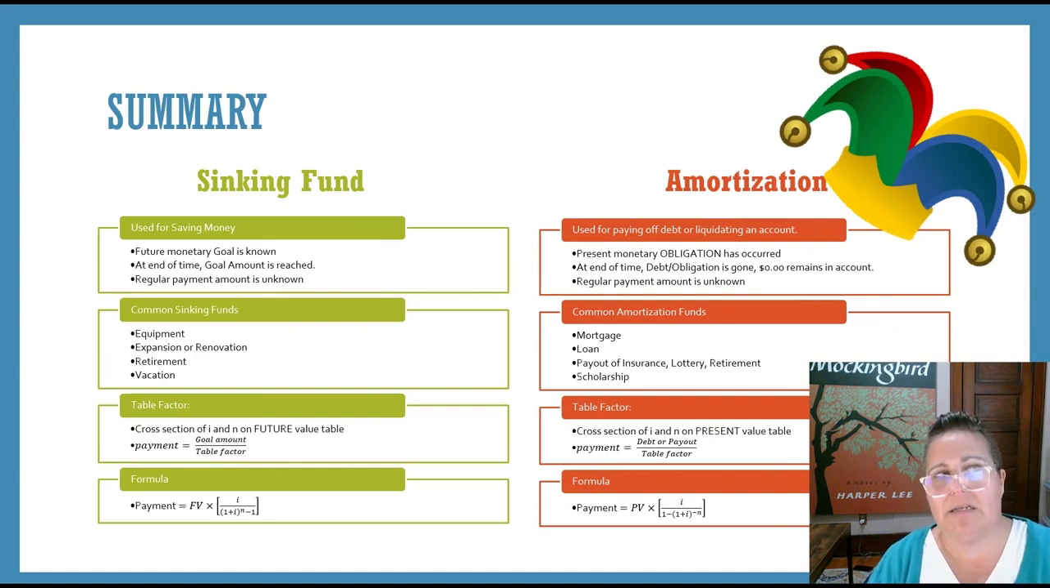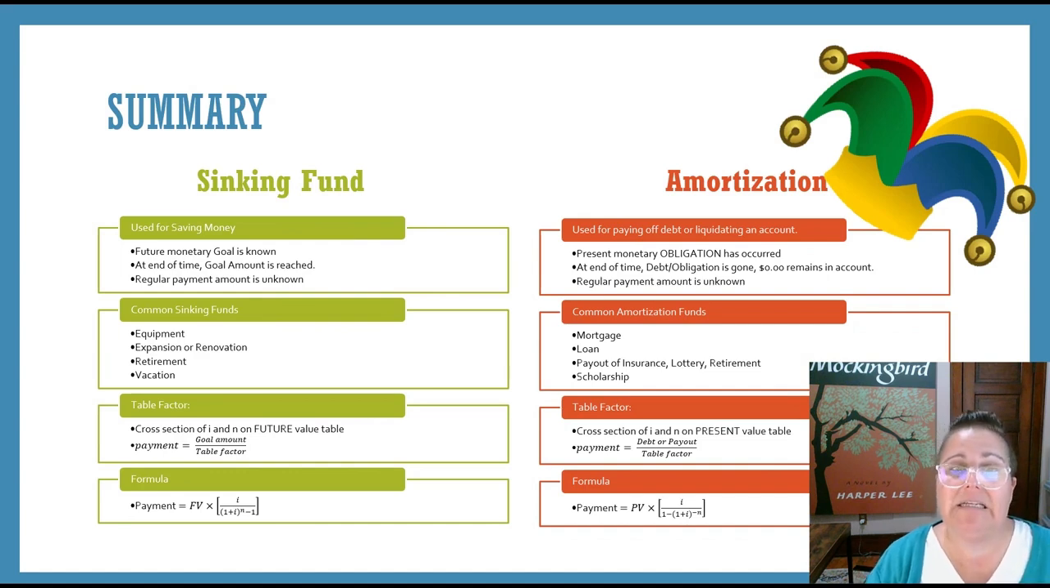What is the debt repayment or the payout amount that will give you a zero balance at the end of those years? Some commonly amortized ideas: a mortgage, a loan. Those are all debt or obligations that get paid out. On the other side of that, it could be a payout for your insurance, a lottery winning. You could have a retirement account. You could have a scholarship that's paying you out over the next 2 years or 12 years or whatever.